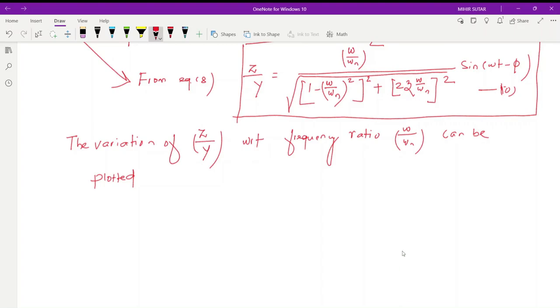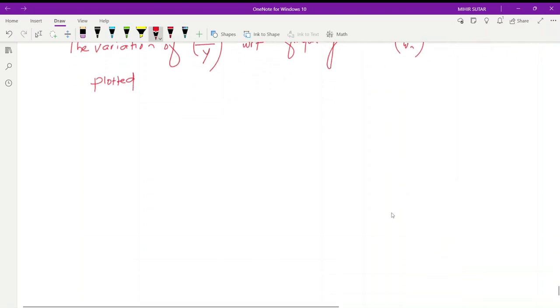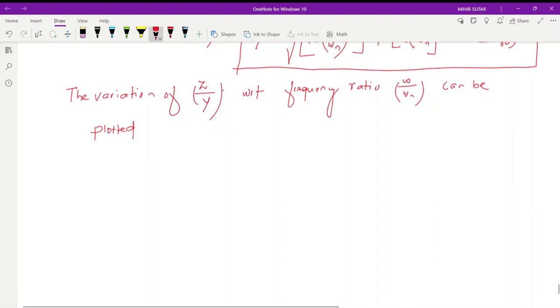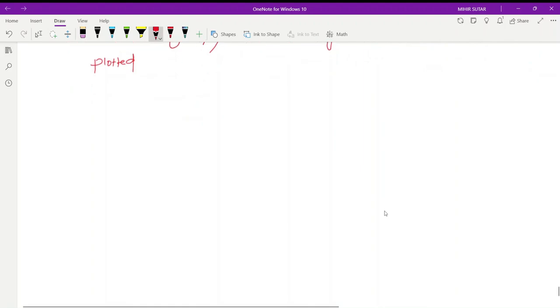So, dear students, we'll proceed further in the same section of vibration measuring instrument. So far, we have obtained this ratio Z by Y, and if you plot this ratio with respect to the frequency ratio, we'll have a plot like this.